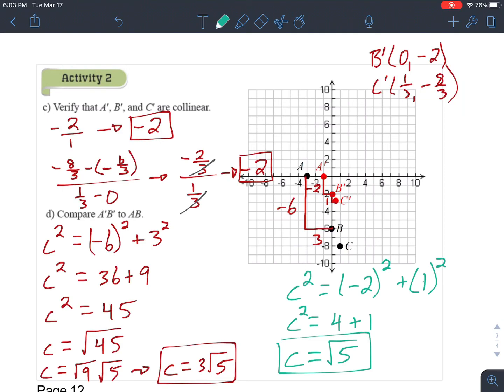And what you should have spotted is that to go from 3 root 5 to root 5, it's the same as our scale factor of 1/3. So hopefully that's what your guess was, and that's going to be the relationship between those two lengths thanks to our scale factor.